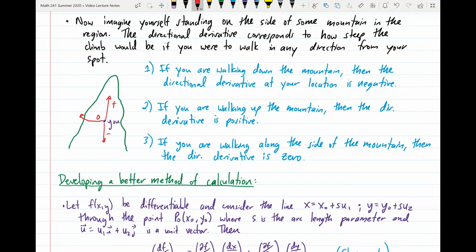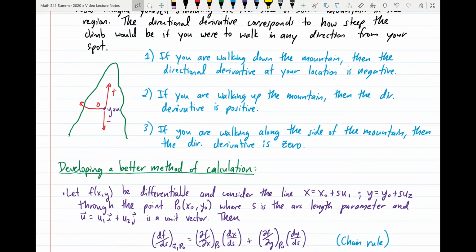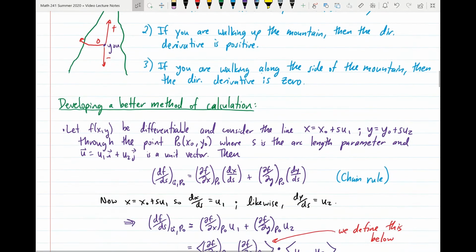Whereas if you walk back down the mountain, then f is going to be getting smaller and smaller as you travel. So the slope is going to be negative. And if you walk along the side of the mountain, so you never go up the mountain, you never go down the mountain, then the directional derivative is just going to be 0 because f isn't going to be changing at all. Your elevation is staying the same even though you're walking. So hopefully this is a helpful depiction of what the directional derivative means and why we would calculate it.